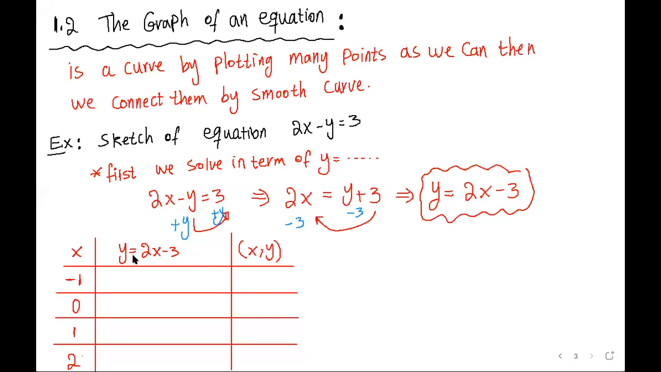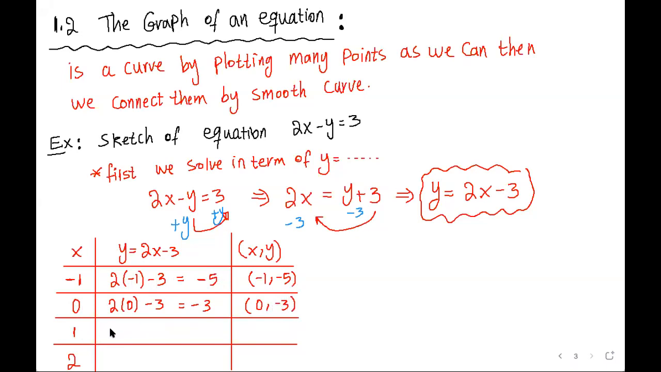So you plug these numbers inside the formula. 2 times minus 1 minus 3. What do you get? 2 times minus 1 is minus 2. Minus 3 is minus 5. So the first one is minus 1 comma minus 5. You plug the 0 inside the formula. 2 times 0 minus 3. You get minus 3. So the point is 0 comma minus 3.